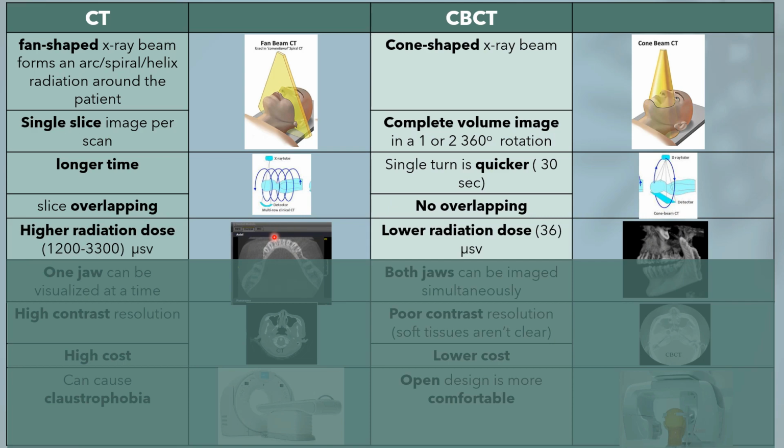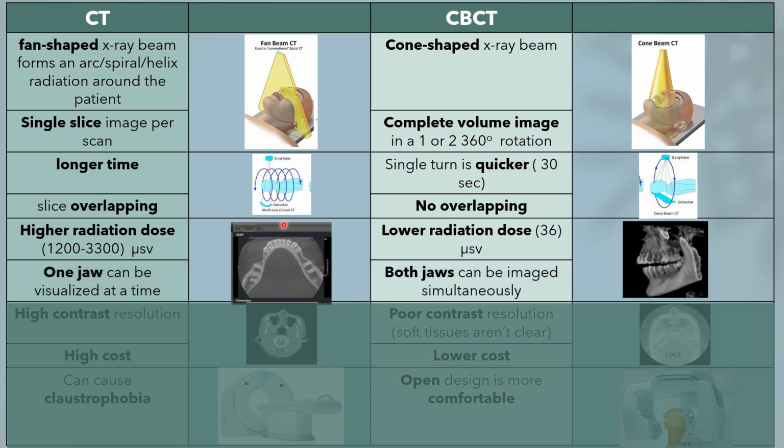CT has a higher dose of radiation that can reach 1200 or 3300 microsieverts, unlike in CBCT, where the lower dose is about 36 microsieverts only. In CT, only one jaw can be scanned and visualized at a time. In CBCT, both jaws can be imaged as well.